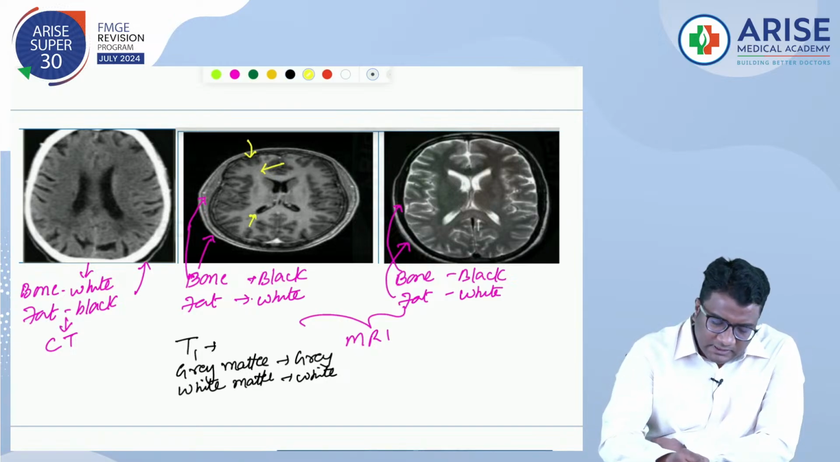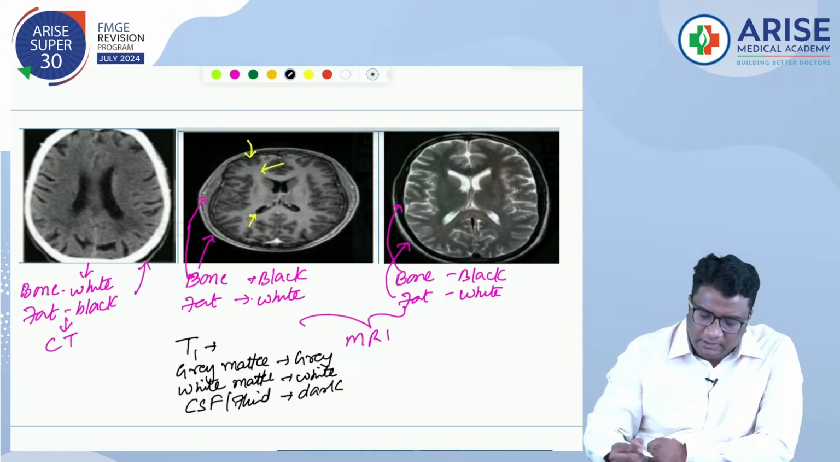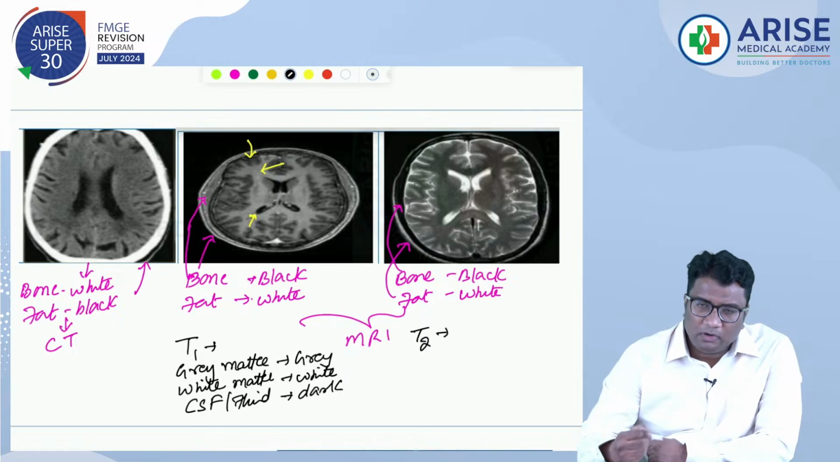And look at the CSF signal. The CSF is dark, or fluid is dark. This is a T1 weighted image. In a T2 weighted image, the opposite is correct.